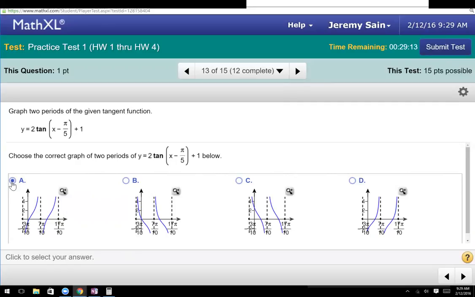So A is shifted up. It looks like D is shifted down. So they're both shifted to the right.